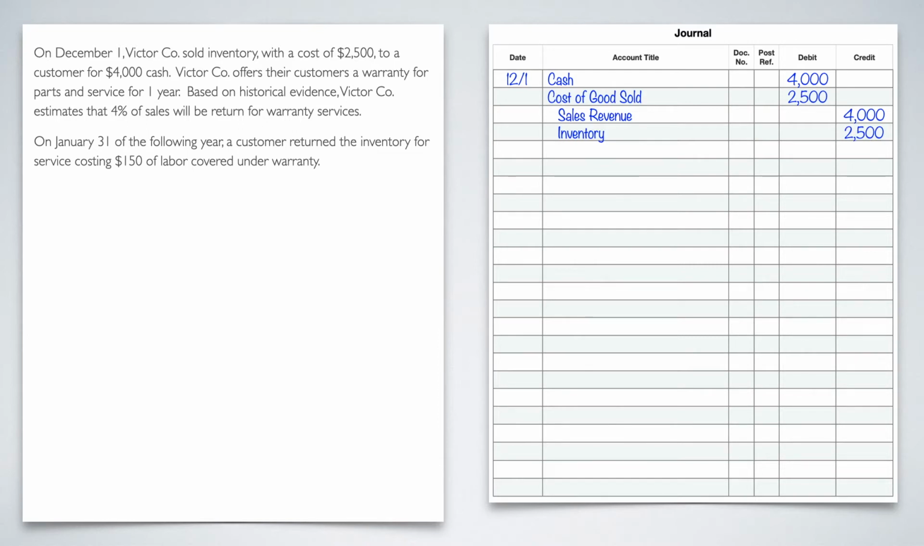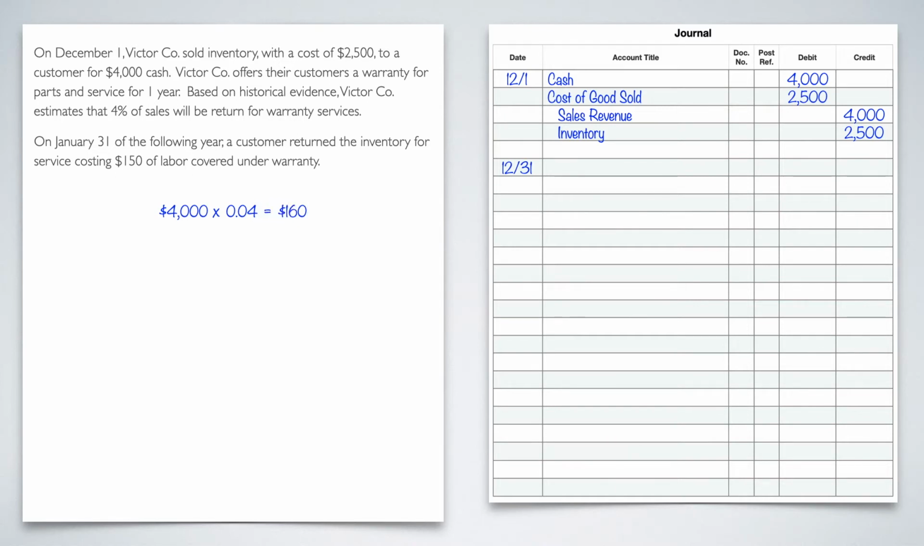Then we get to the 12/31 adjustment that we need to make for warranties. Remember, we're assuming that 4% of our sales are going to come back for warranty services. So we need to put that away, and we need to expense it in the same period in which we generated that revenue. So 12/31, let's calculate what that's going to be. 4,000 is our revenue, that's how much we sold, times the 4% that we think is going to come back. That's going to give us $160 that we need to set aside for warranty.